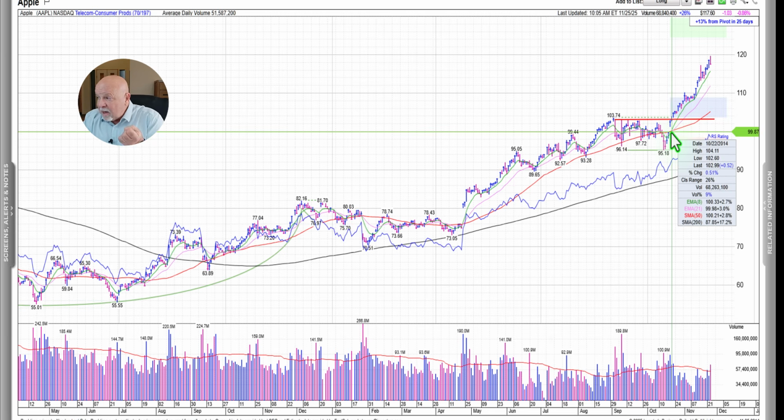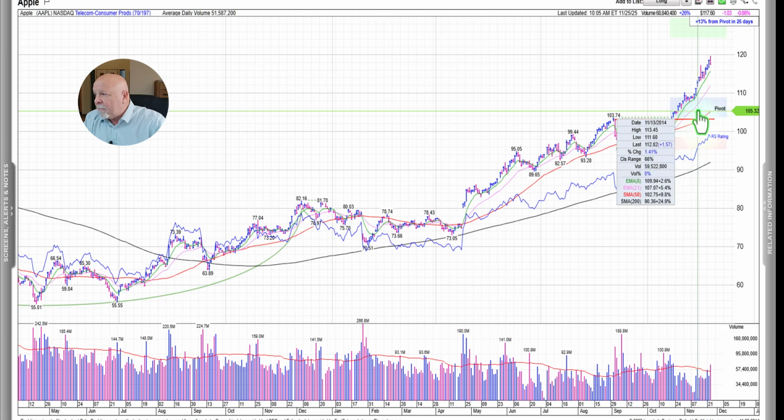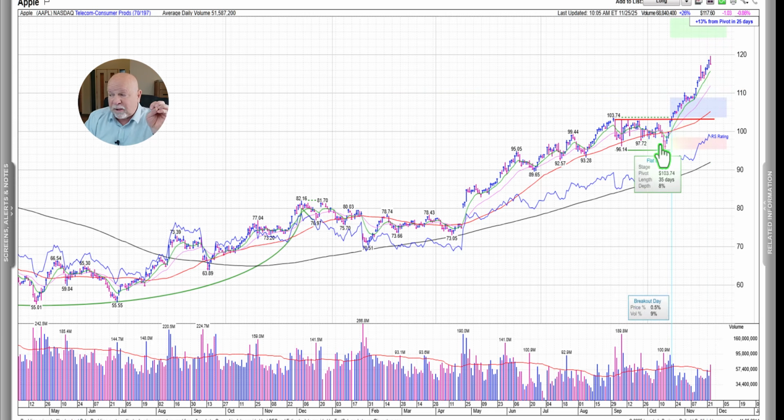Notice how it closed below resistance. But the next day it came up the other side and tried it again. And now it's 12% above volume, which is still not great. But look at this chart. It just keeps going up and up and up. Now, that's not textbook, right? What you want is volume coming out that's very, very high.